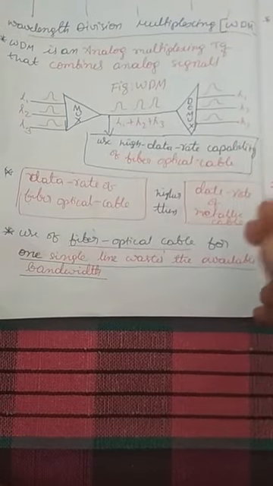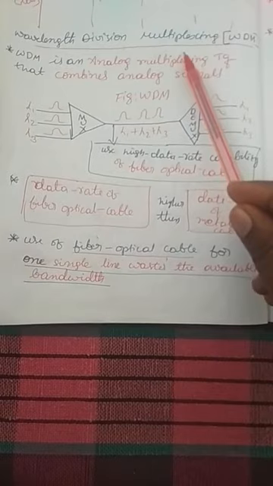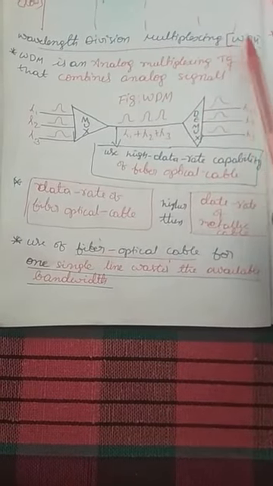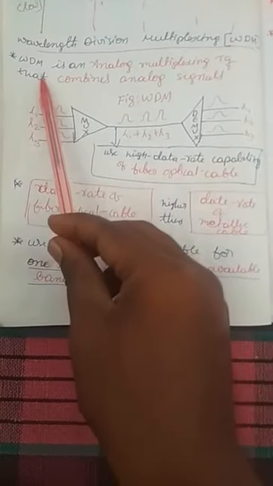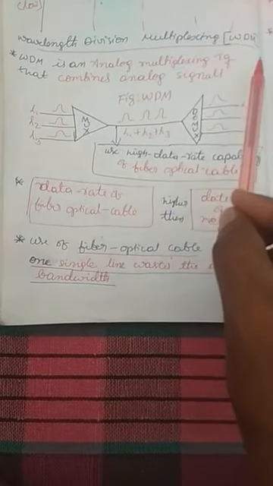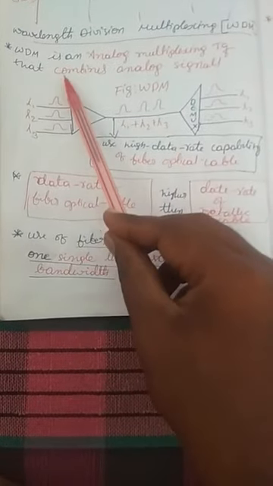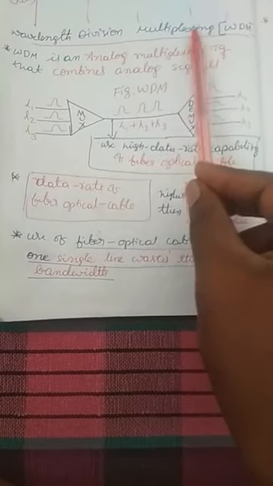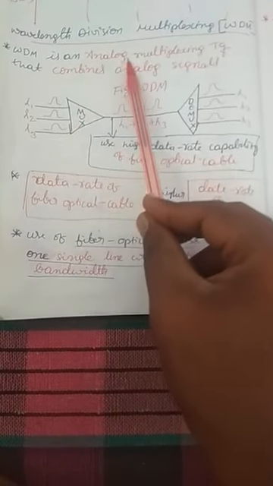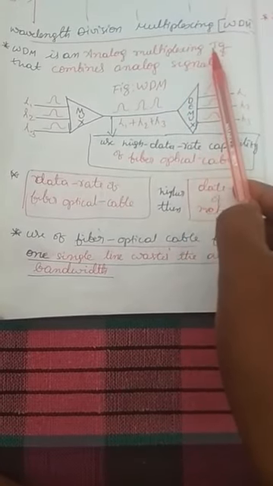Now I am going to explain wavelength division multiplexing, nothing but WDM. WDM is an analog multiplexing technique that combines analog signals. Nothing but, for wavelength division multiplexing we use analog signals as input.